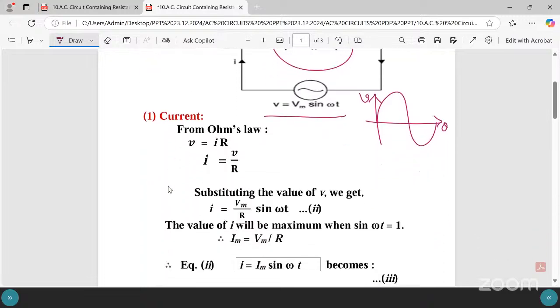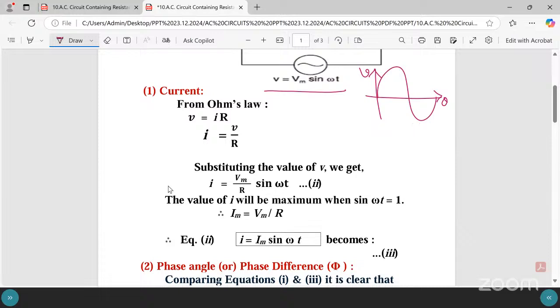The first result is current. If you apply V, we get the answer I is equal to Im sin theta. This is result 1. Totally how many results? 7. Whenever we apply a voltage to the bulb, current I is equal to Im sin omega t, or theta.